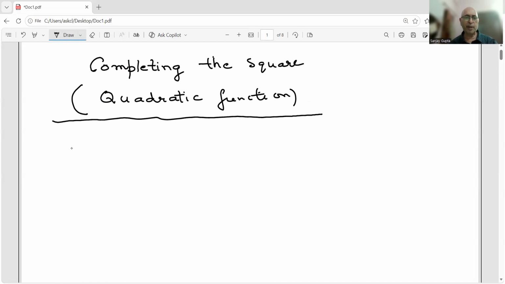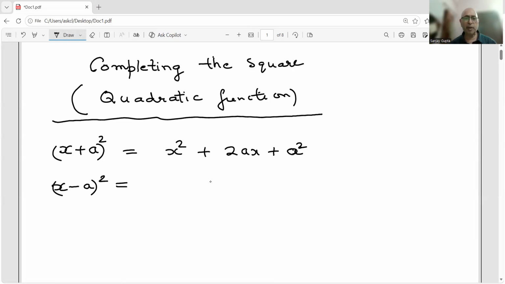We are all aware that (x + a)^2 is x^2 + 2ax + a^2. And similarly, (x - a)^2 is equal to x^2 - 2ax + a^2. This is the very first fundamental idea that we will use in looking at the procedure for finding the completed square form of any quadratic function. These are the two formulas that we use: (x + a)^2 and (x - a)^2.